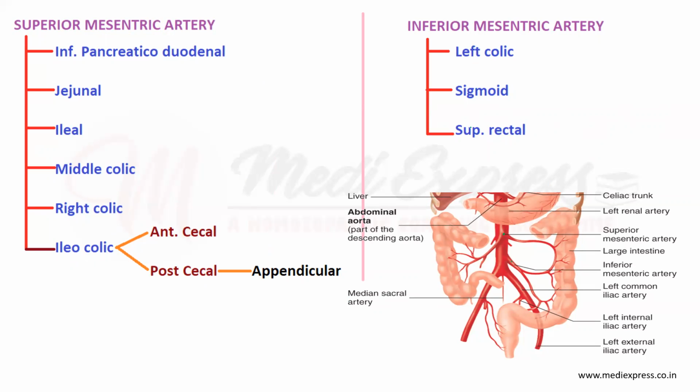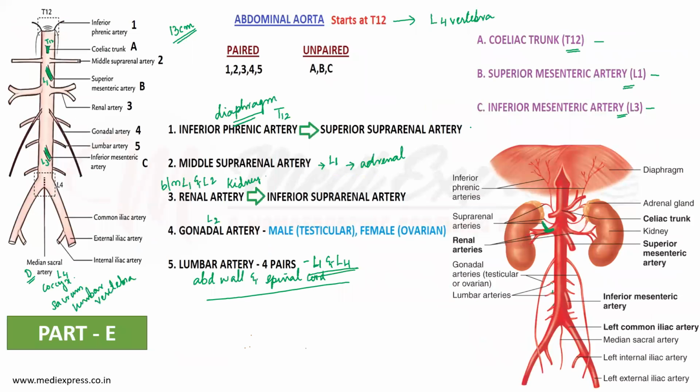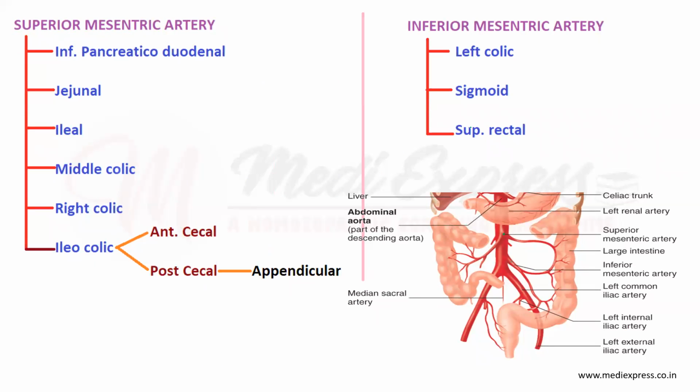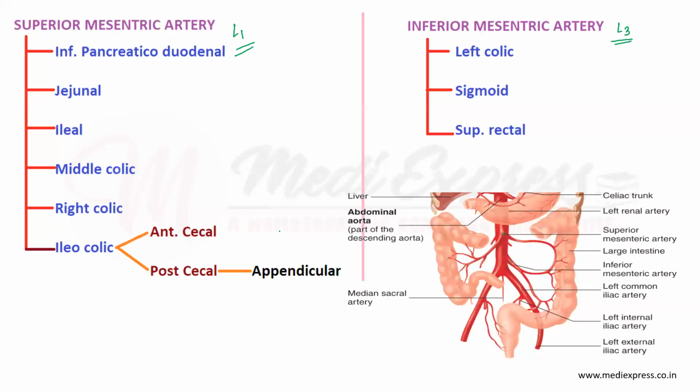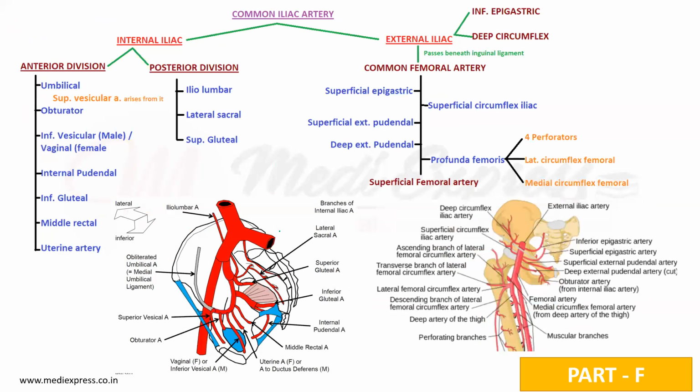Okay. Now, I have already mentioned the superior mesenteric artery. It starts at the level of L1, and the inferior mesenteric artery starts at the level of L3. This is very important to know. Okay. So, this was about the abdominal aorta. Now, coming to the common iliac artery.